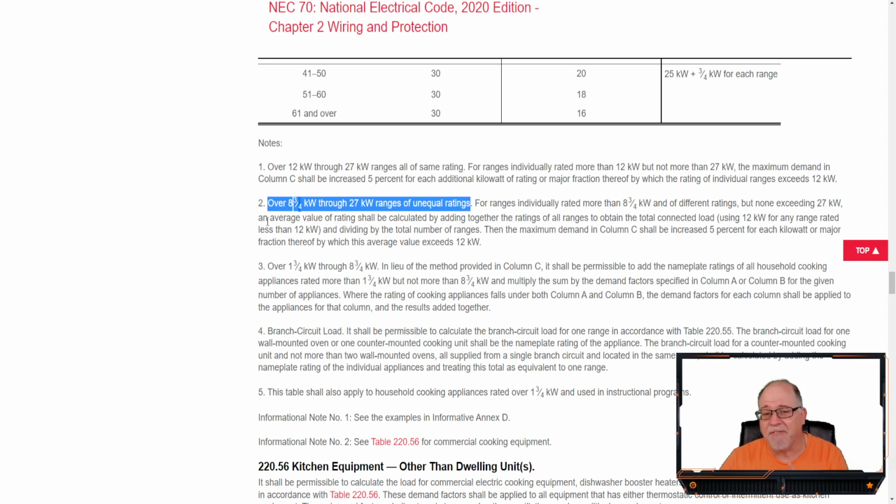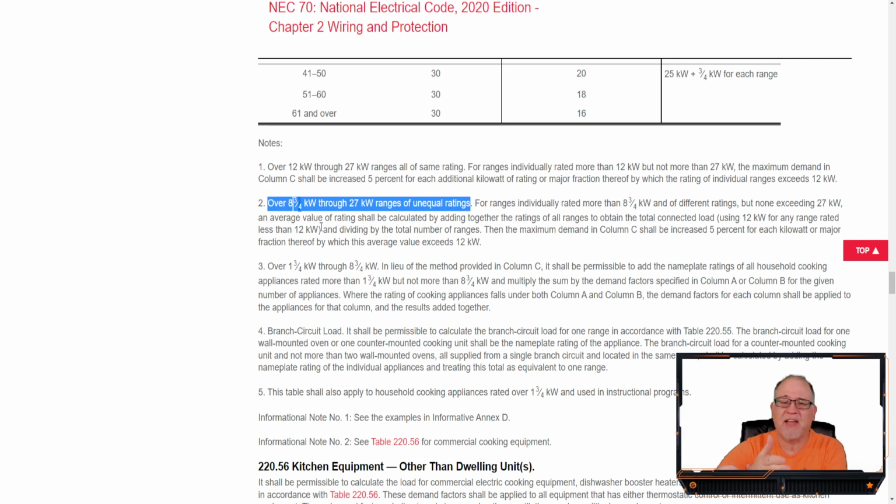It says an average value of the ratings shall be calculated by adding together the ratings of all the ranges, and we have 4 of them, to obtain a total connected load using 12 kW for any range that's rated less than 12. So what is that telling us? In our case, we had 2 ranges. One was 9 kW and one was 10, both of which are less than 12.